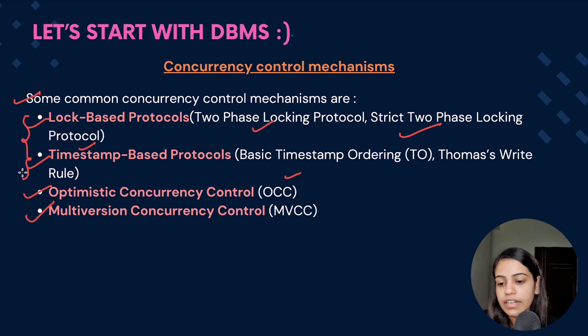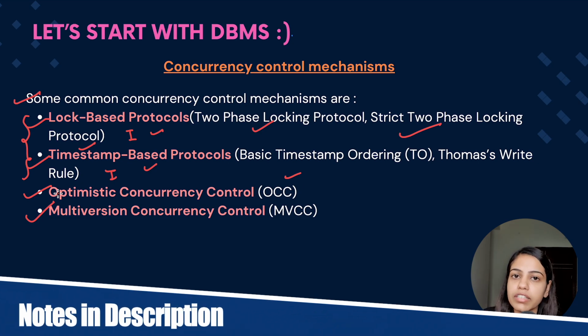Now from a semester and interview point of view, log-based and timestamp-based protocols are important, so we would be learning about them in more depth. About optimistic and multi-version, we would be seeing the definition and what they exactly are, but we won't be going in more depth. So this was all about concurrency control mechanisms, why they are needed and what the different techniques of concurrency control are. In the next set of videos, we would be starting with the different techniques.